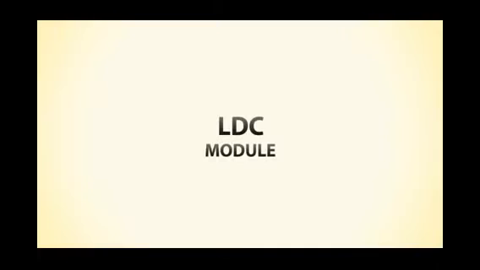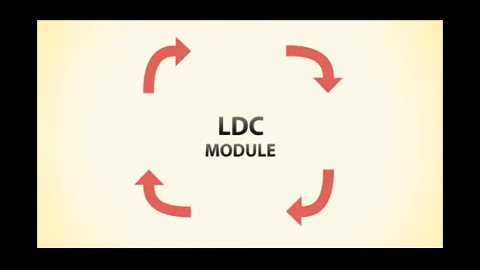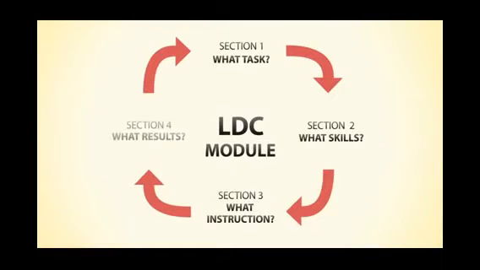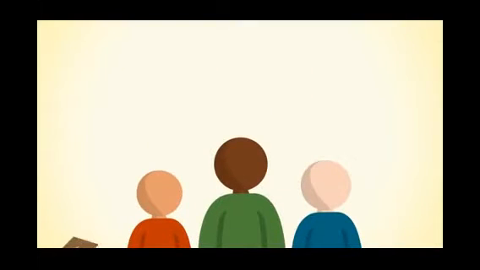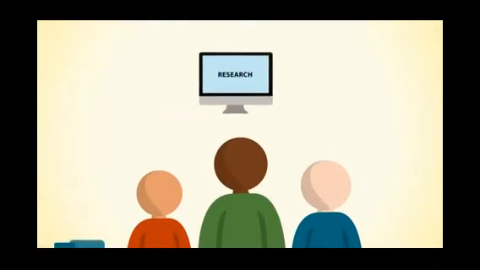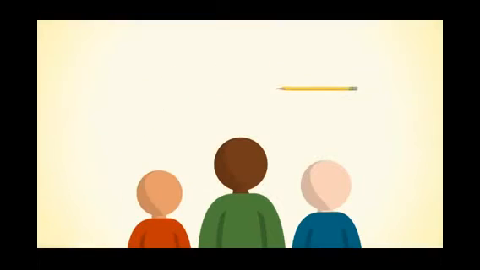The Literacy Design Collaborative modules have four components: what task, what skills, what instruction, and what results. The module provides a blueprint for integrating content and a 2-to-3-week instructional plan which engages students in reading, research, dialogue, and writing about important topics and issues.